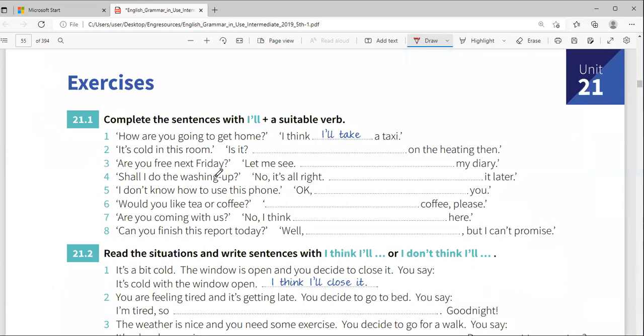I want us now to go through the exercise here. Complete the sentences with I will plus a suitable verb. How are you going to get home? And this person says, I think I'll take a taxi. Because we're talking about the taxi, it will be I'll take a taxi. Number 2, it's cold in this room. Is it? And then this person says, I will turn on the heating. I'm using the word turn because that is what normally happens in turn on, when switching on machines, turn on, turn off. So I'll turn on the heating because the room is cold.